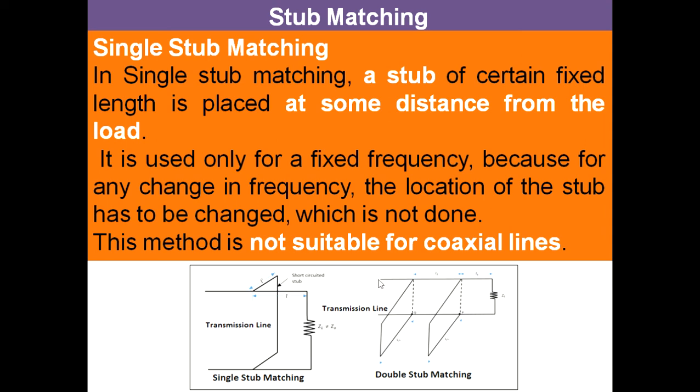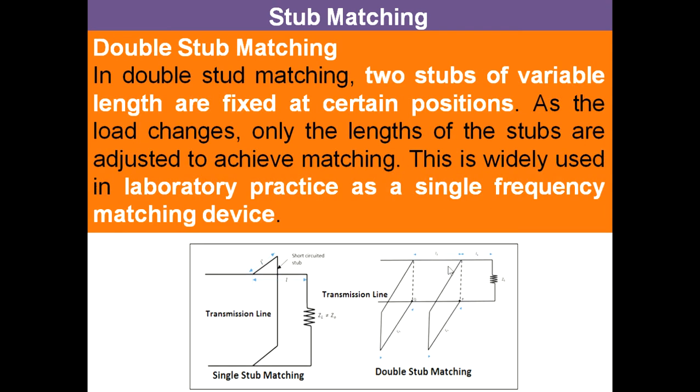The single stub is not suitable for a coaxial line. That's why we go for the double stub, where two stubs of variable length are fixed at certain positions like this. Here this is a single stub and this is the double stub. Double stub matching is widely used in laboratory practice as a single frequency matching device.